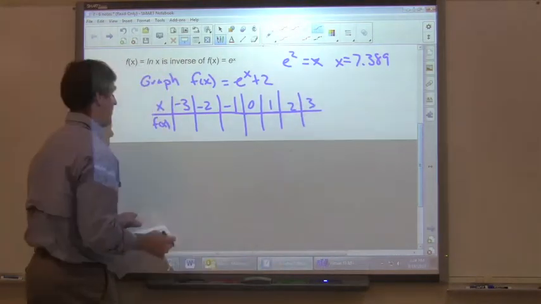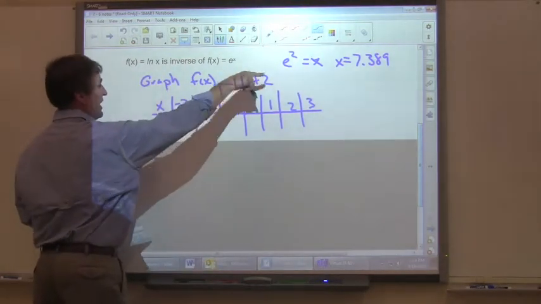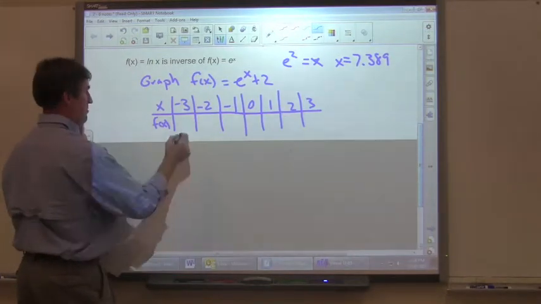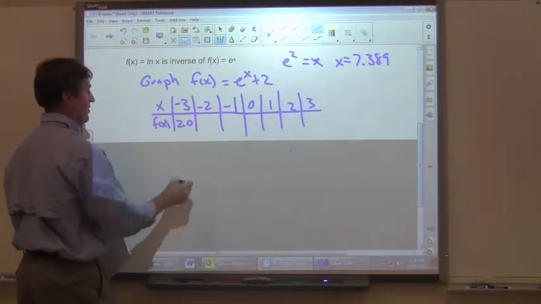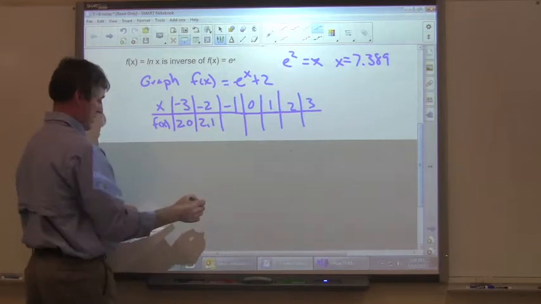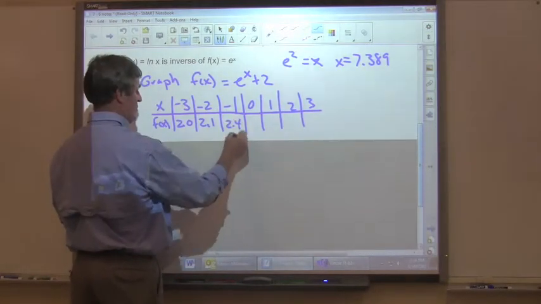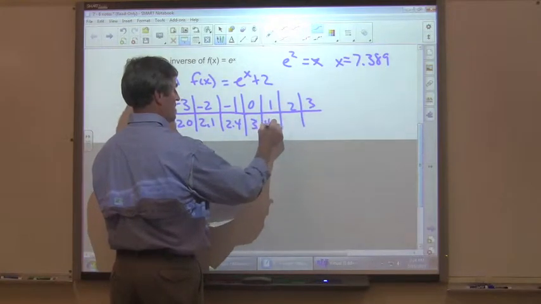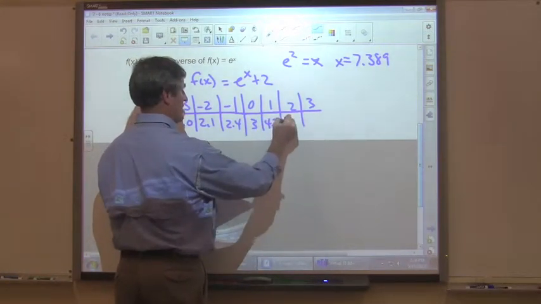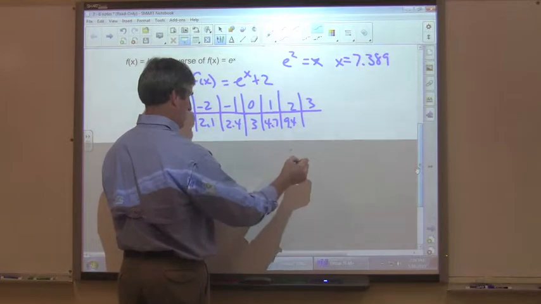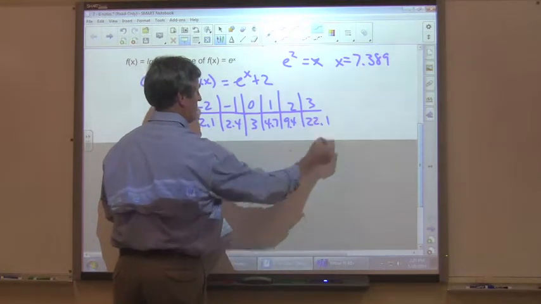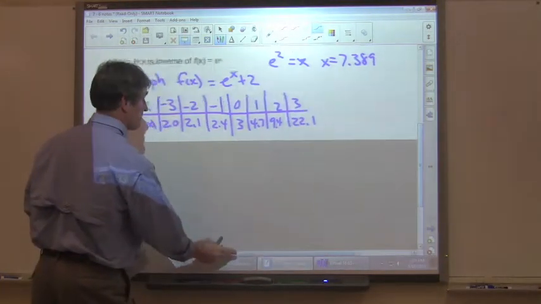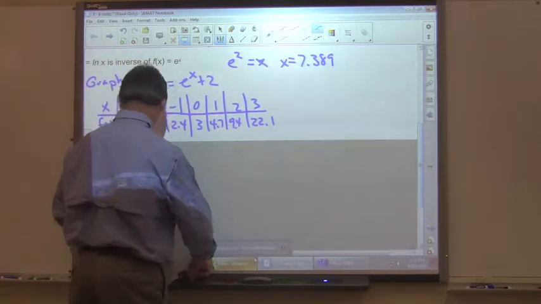2, and 3. And if I plug -3 in, again, you do that on a calculator, but it's approximately 2.0, and then 2.1, and then 2.4, 3, 4.7, 9.4, and 22.1. And then I can graph that.